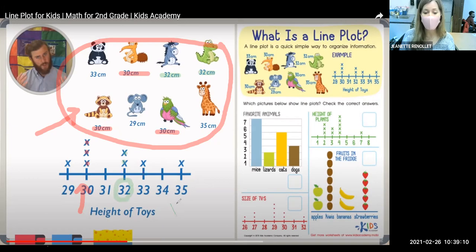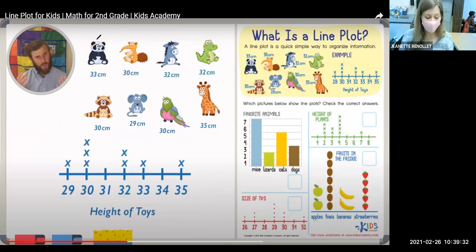Notice that this scale is 1. Each X represents 1 animal. Most of the time on a line plot, the X's equal 1. If it says differently, you will see the scale like we've been talking about.